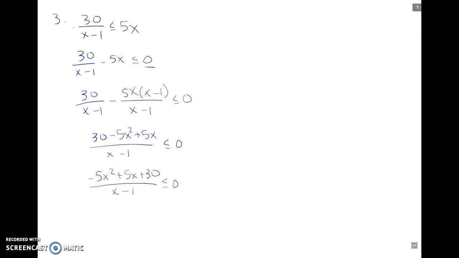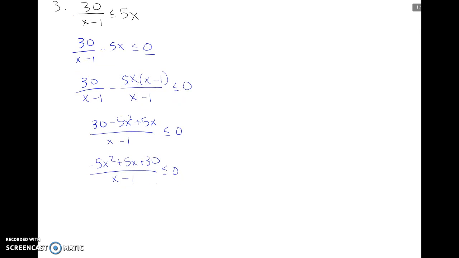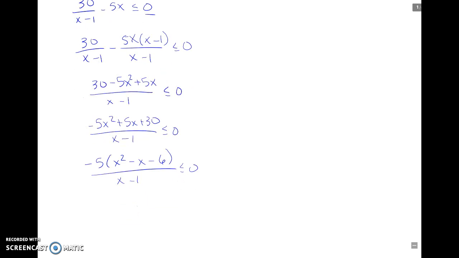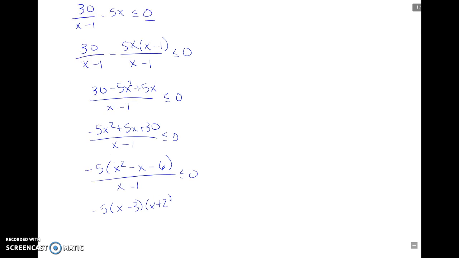All right, factoring is easier if you pull out the common factors first. I'm going to pull out a negative 5 because I like factoring with x squared positive. So negative 5 times x squared minus x minus 6 over x minus 1 is less than or equal to 0. Factor it, you have negative 5, x minus 3, x plus 2, over x minus 1 is less than or equal to 0. So this is our factored form. This is what we're going to do the sign analysis with, and look at the positives and the negatives.